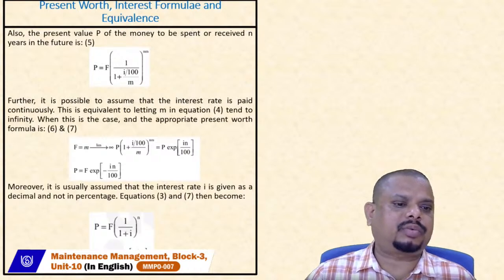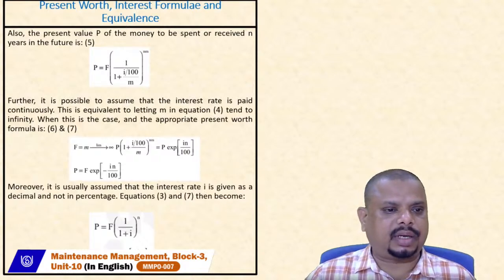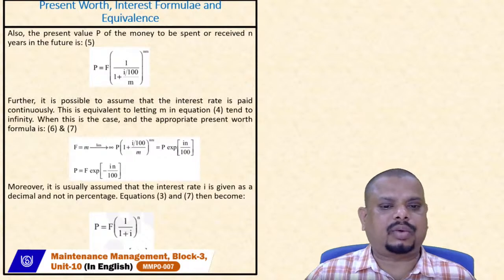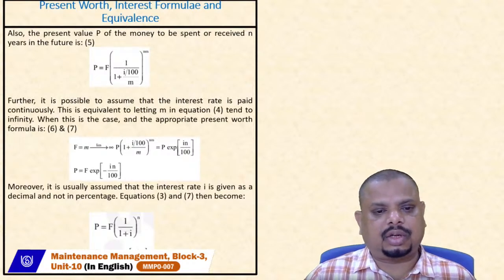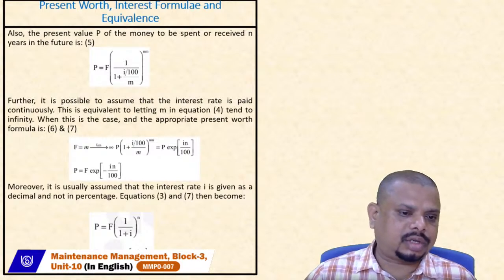Similarly, for the next formula, it is possible to assume that the interest is paid continuously, which is equivalent to letting m in equation 4 tend to infinity. When this is the case, the appropriate present worth formula can be expressed as P equals exponential of minus I into n divided by 100.